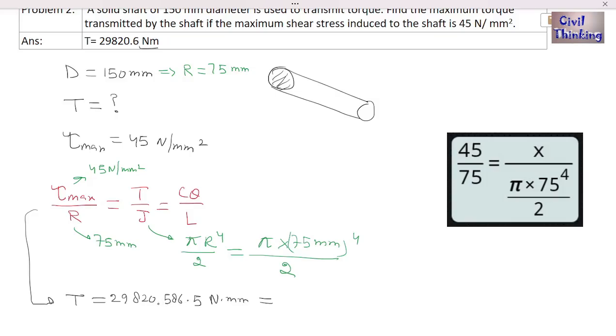So it is going to be somewhere here: 29820 point, and 58 I can round to 6, so 29820.6 Newton meter. This is our answer, so we got the correct answer.